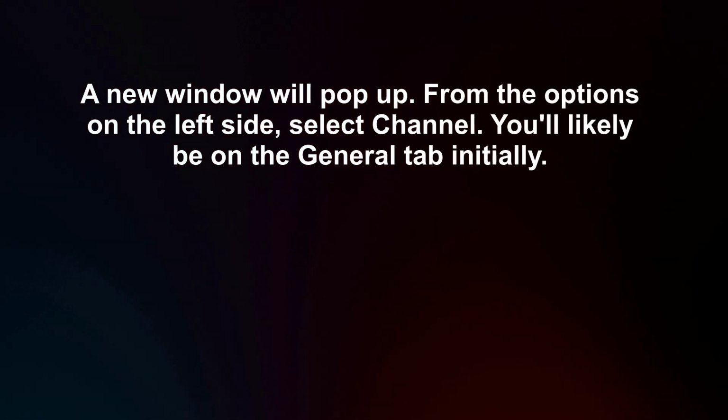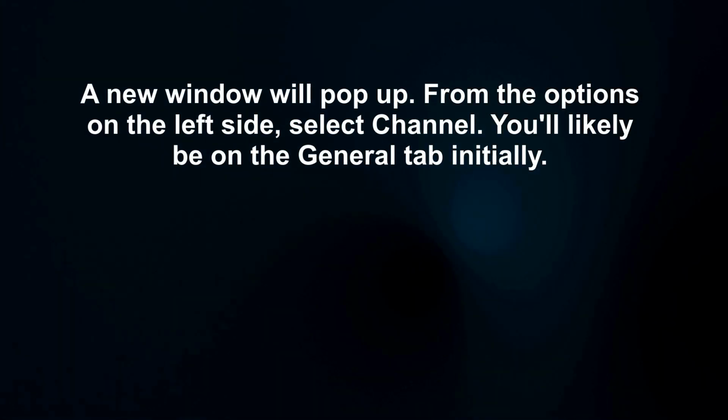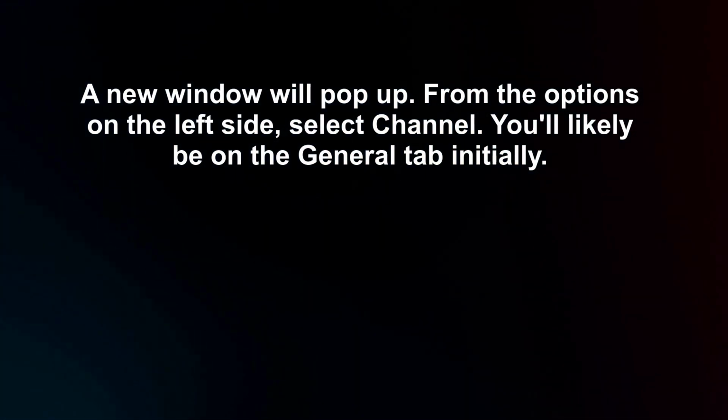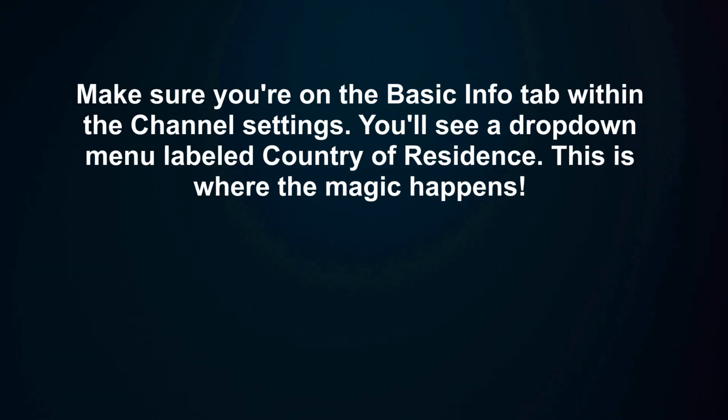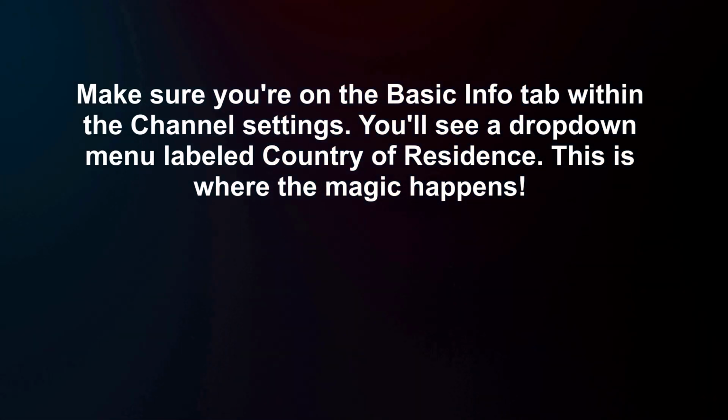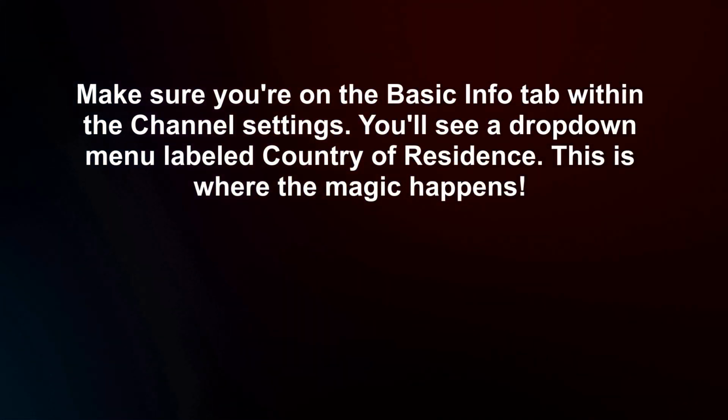From the options on the left side, select Channel. You'll likely be on the General tab initially. Make sure you're on the Basic Info tab within the channel settings. You'll see a drop-down menu labeled Country of Residence. This is where the magic happens.